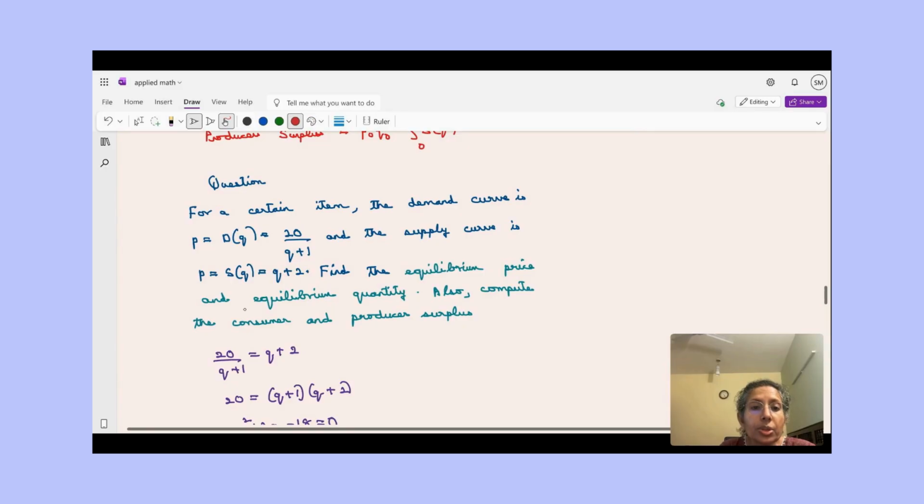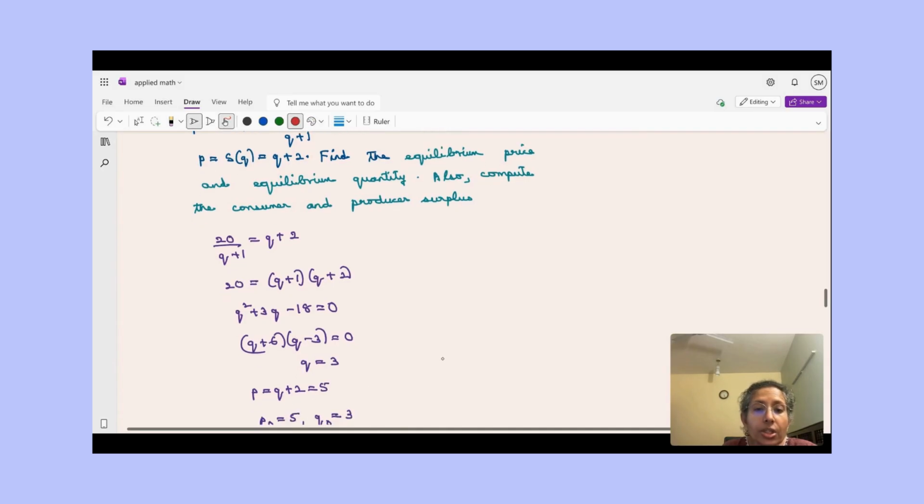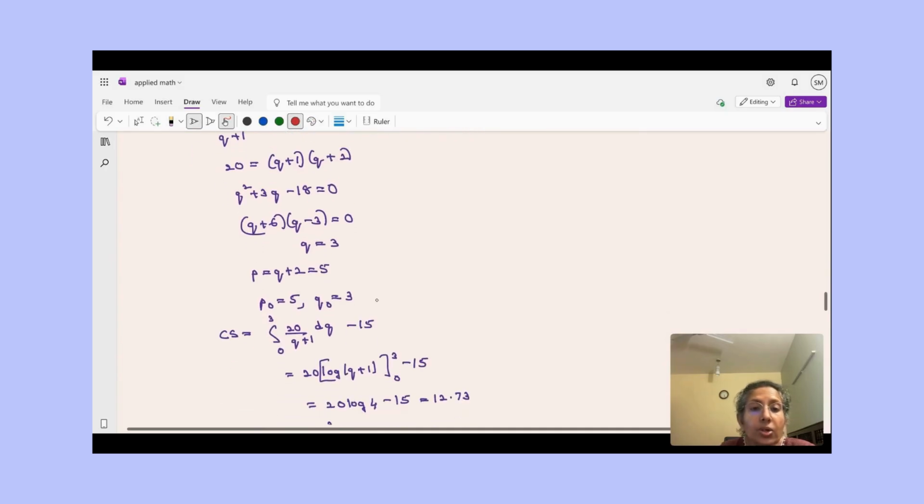So we equate both: 20 by q plus 1 is q plus 2. Cross multiplying, you get 20 is (q plus 1) into (q plus 2). That is q squared plus 3q minus 18 is 0. Simplifying, you get (q plus 6) into (q minus 3) is 0. q cannot be negative, so q is 3, and substituting in p equals q plus 2, we get p as 5. So your equilibrium values are p naught is 5 and q naught is 3.